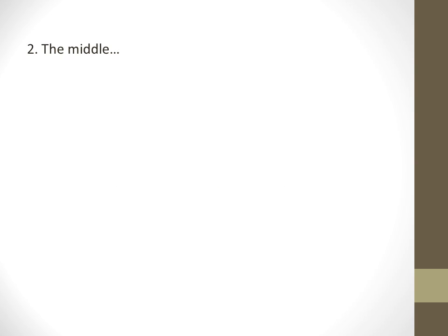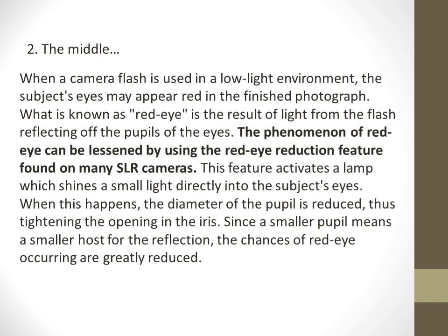Let's go to 2 before then. We can put a topic sentence in the middle of a paragraph also. When a camera flash is used in a low light environment, the subject's eyes may appear red in the finished photograph. What is known as red eye is the result of light from the flash reflecting off the pupils of the eyes. Here's the topic. The phenomenon of red eye can be lessened by using the red eye reduction feature found on many SLR cameras.